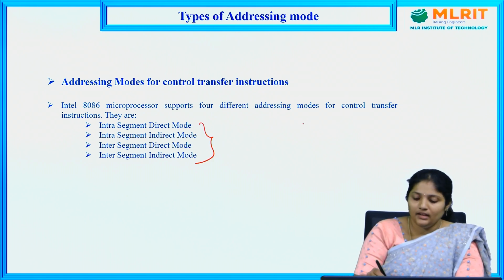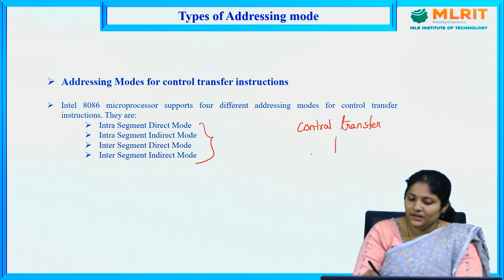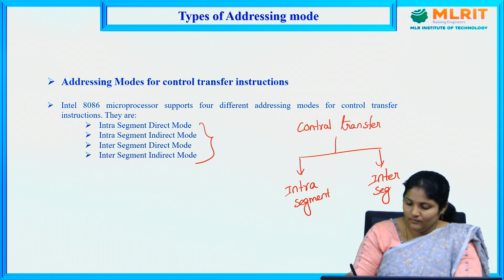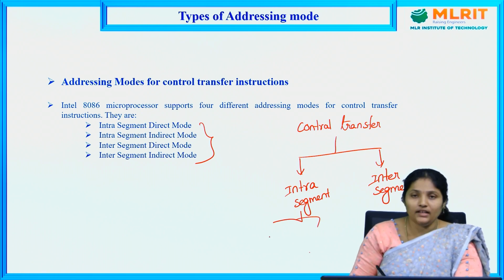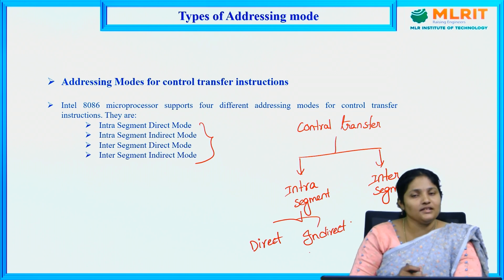Basically, control transfer instructions have been divided into 2 types. The first one is intra-segment and the second one is inter-segment. The intra-segment is again divided into direct and indirect. The same applies to inter-segment also: in inter-segment we also have direct and indirect addressing modes.